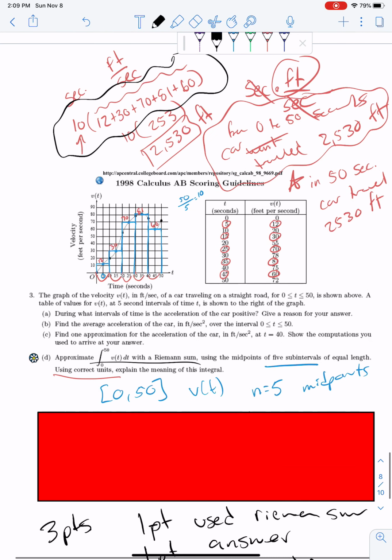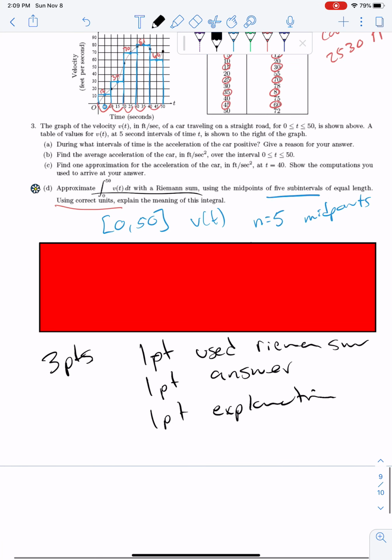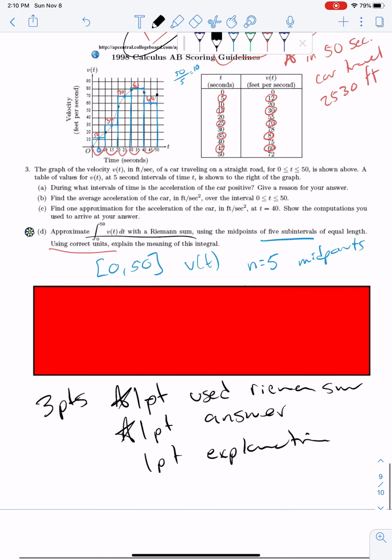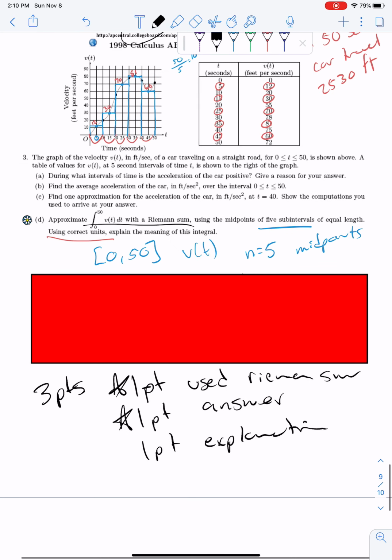If you wrote it correctly and then did bad math and got this part incorrect, the actual answer, you could still get 1 point for writing it correctly. You could also get a point for answering it correctly, even if you didn't explain it very well. You might have explained it wrong. You might have used the wrong units or said that the car traveled this many feet squared.